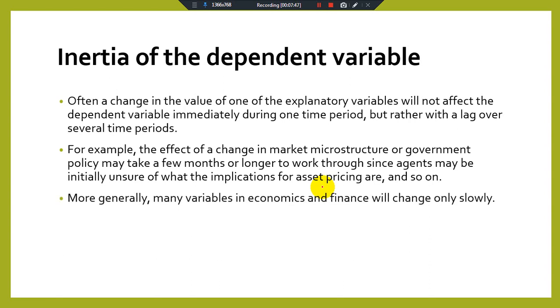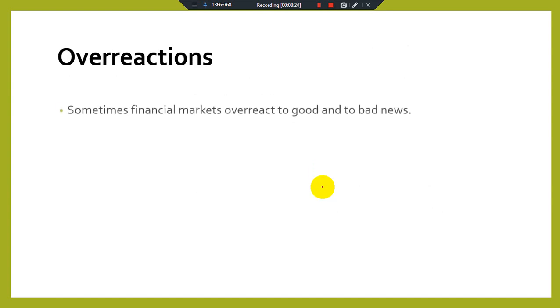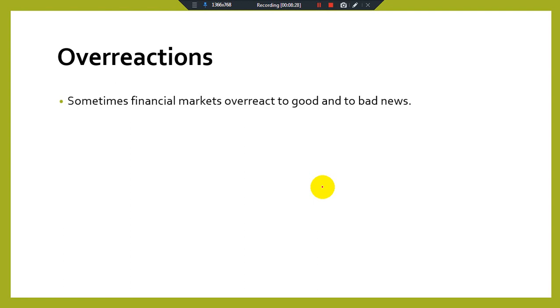Okay, more generally, many variables in economics and finance will change only slowly. There are a number of variables which change slowly in economics and finance. When we are talking about education, or about our financial system, they take some time to change. Under such a situation, the dynamic structure, as I told you, static and dynamic structure, so the dynamic structure, lagged value or difference value, is the best for the empirical analysis. Overreaction: sometimes financial markets overreact to good and bad news.